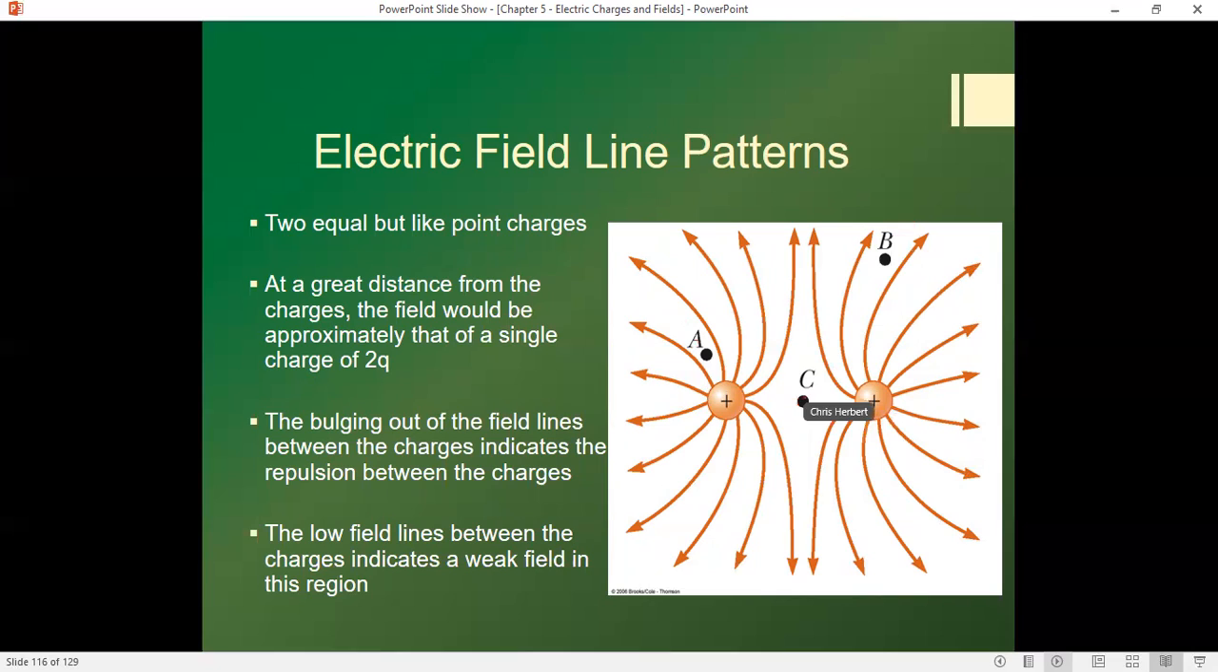This would be a mechanically unstable spot for another positive charge or a negative charge. Just a little bit of a nudge would cause it to probably slip this way or slip this way in the vertical direction.